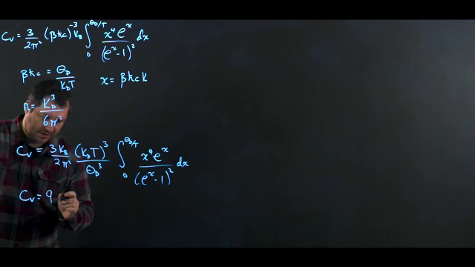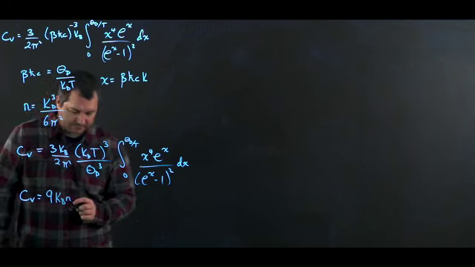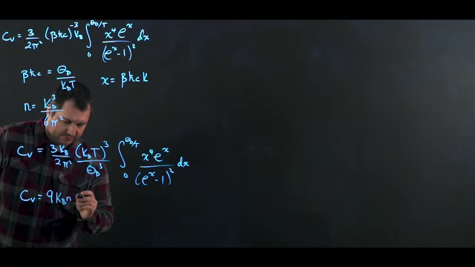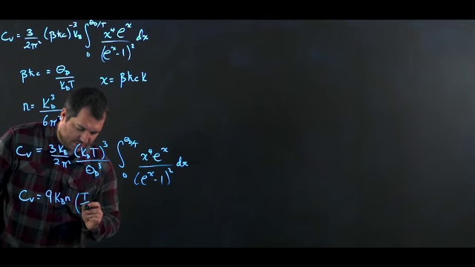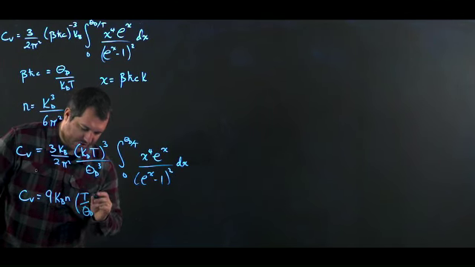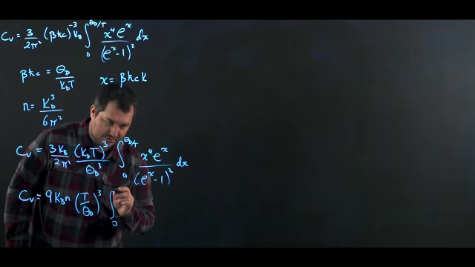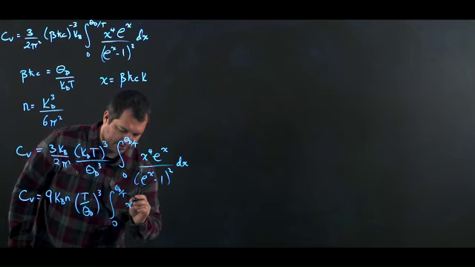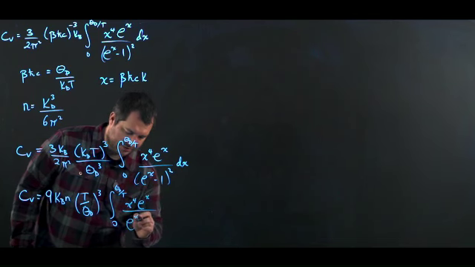So I'm going to get 9 kb n of T over the Debye temperature all cubed is the integral from 0 to the Debye temperature over T of x to the 4 e to the x all over e to the x minus 1 squared of dx.